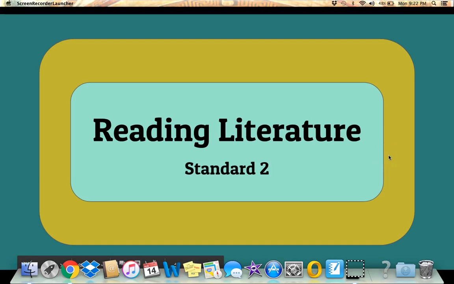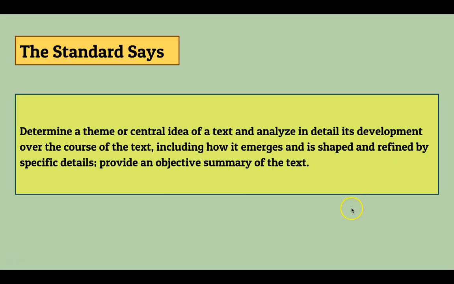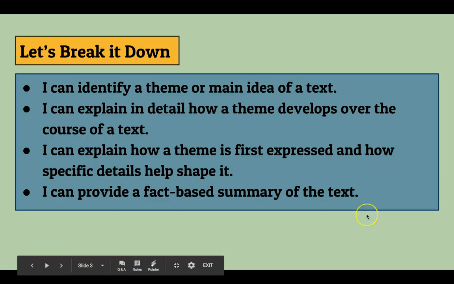Hi, and welcome to my mini lesson on Reading Literature Standard 2. This goes along with the Common Core State Standard for Reading Literature Standard 2 in the ninth and 10th grade strands. So, the actual standard says, determine a theme or central idea of a text and analyze in detail its development over the course of the text, including how it emerges and is shaped and refined by specific details. Provide an objective summary of the text. So let's break it down.